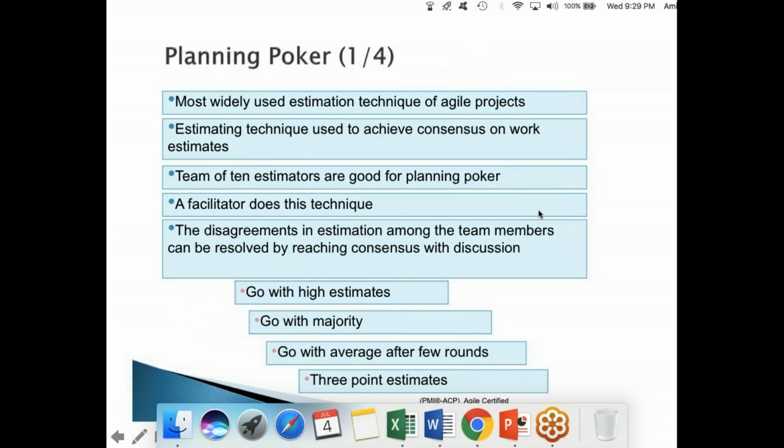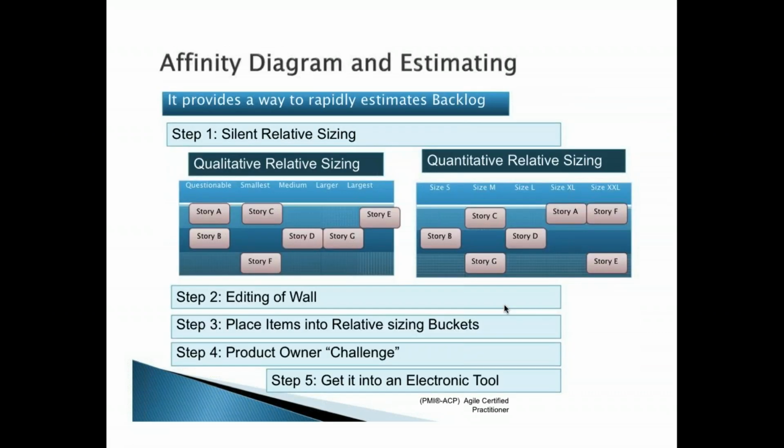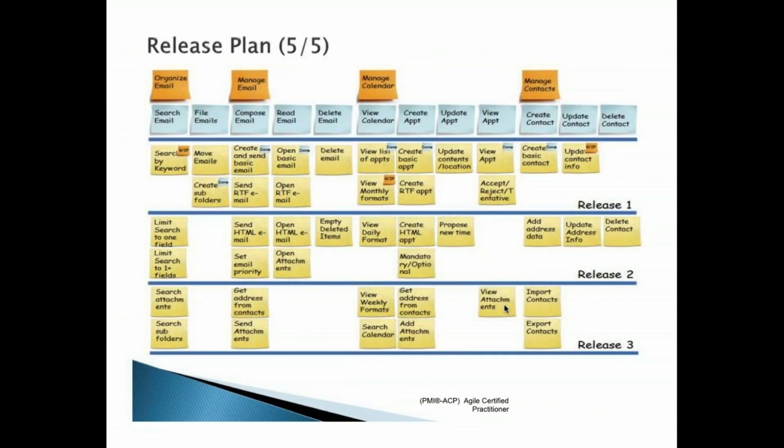So this is how normally the estimations are done in an Agile environment, right? And now let me show you how the entire release planning will be done, and how they arrive at estimating the number of iterations required and how many releases are required. Let me take an example and explain it to you.